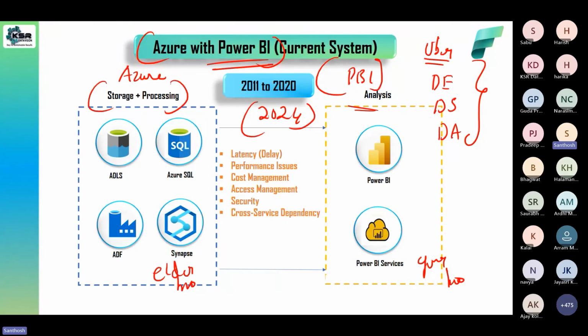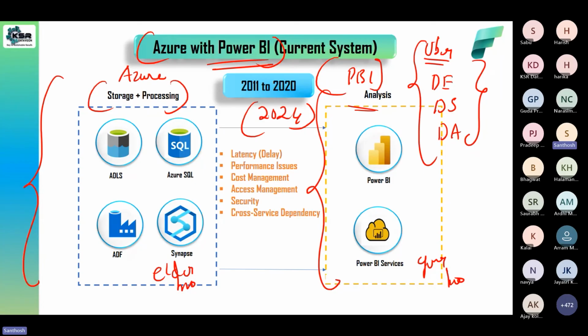Now what they are thinking is, do you really need two components or two different services to work on a project? Is it really needed? Why can't I do all three in one? Data science, data engineering, and data analytics. Can I do all three in one?